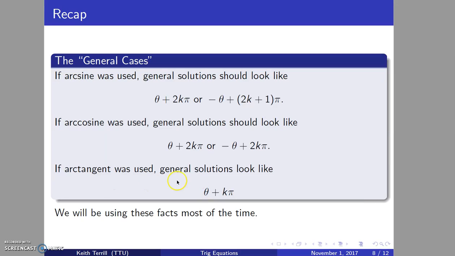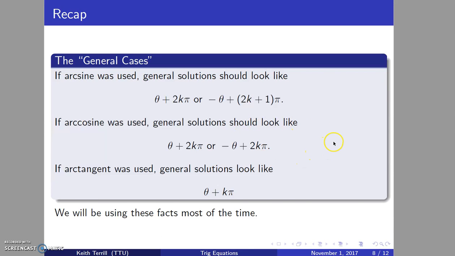And then lastly, arctangent. That's kind of nice because that gives you something in the first quadrant which can be sent down to the third quadrant by adding pi, and something in the fourth quadrant, which gets sent up to the second quadrant by adding pi as well. So whatever you get from arctangent, your general solution is just that plus k pi. And we'll be using that in all of the examples to come.